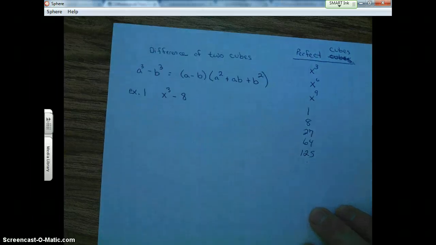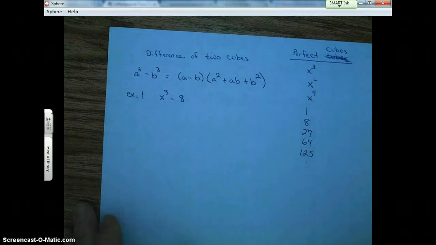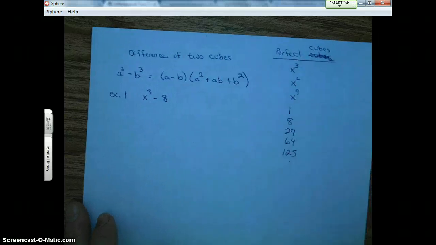Well, anyway, difference of two cubes. First of all, you need to know your perfect cubes. Remember the difference of two squares? You needed to know your perfect squares. Well, you need to know your perfect cubes.